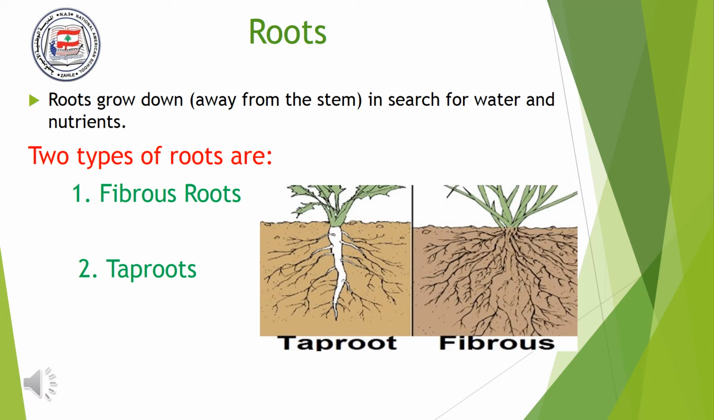What about roots? Of course, you know the main role of roots is to absorb water and nutrients from the soil. So roots grow down, away from the stem, in search for these ingredients, the water and the nutrients. Here we have two types of roots, the fibrous roots and the tap roots. So take a look at these images and try to find the differences between them, so we can explain and define each type of these roots.